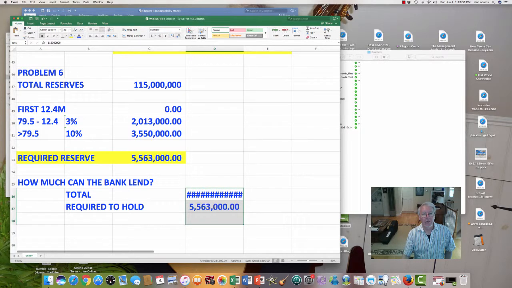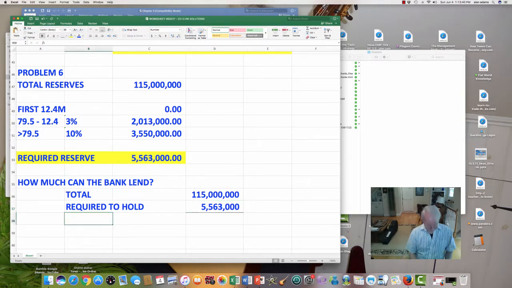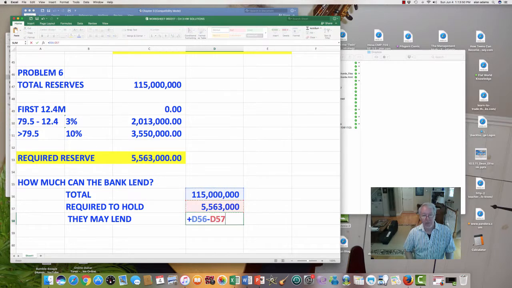So let's make that no decimal places. And that means that this bank is going to be able to lend out, and my time is up. Hold on, please. They may lend 115 minus the vault cash. They can loan out $109,437,000. All right, very quickly, let's see if we can get through our final number here.